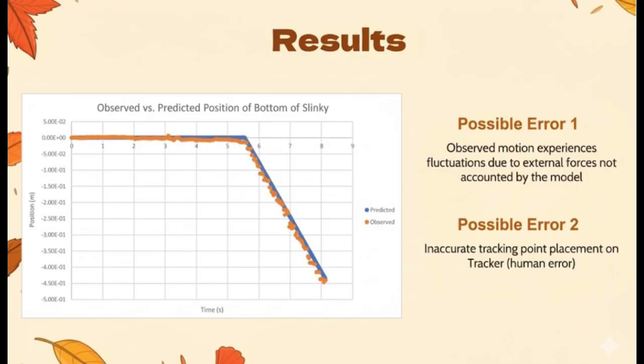When I plotted my predictive model against my observed data, the result was nearly identical. Both show a flat line for the Y position until about 5.5 seconds, followed by a sharp quadratic curve as the slinky falls. Sources of error: one could be external forces. Slight air currents in the video might cause minor fluctuations, seen in the orange dots, and also human error. Manually clicking the center of mass in Tracker can lead to small deviations from the perfect blue lines in the model.